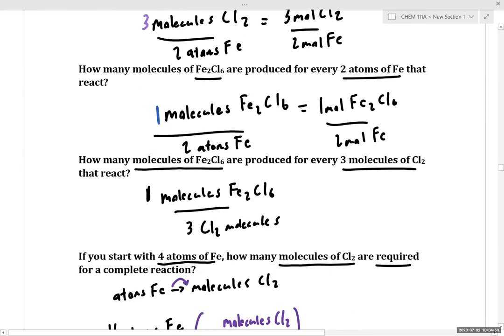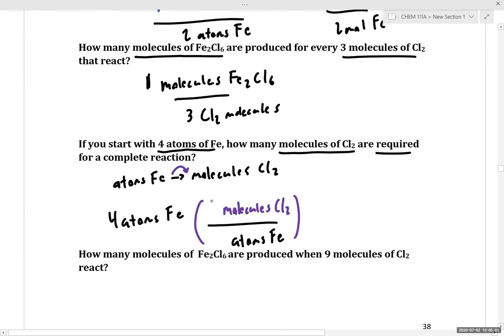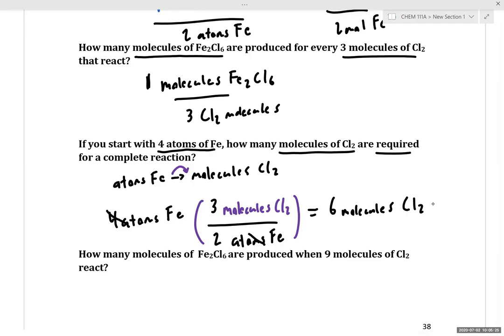And I see in the chat, wonderfully, 3 to 2 is exactly right. We have 3 molecules of chlorine per 2 atoms of iron. We're just reading off the coefficients. So atoms of iron cancels, and we're left with 6 molecules of chlorine. Does this example look familiar to everyone? Does this remind us of anything that we just did? This exact calculation, 4 times 3 over 2, we actually did before in our bread and cheese example.